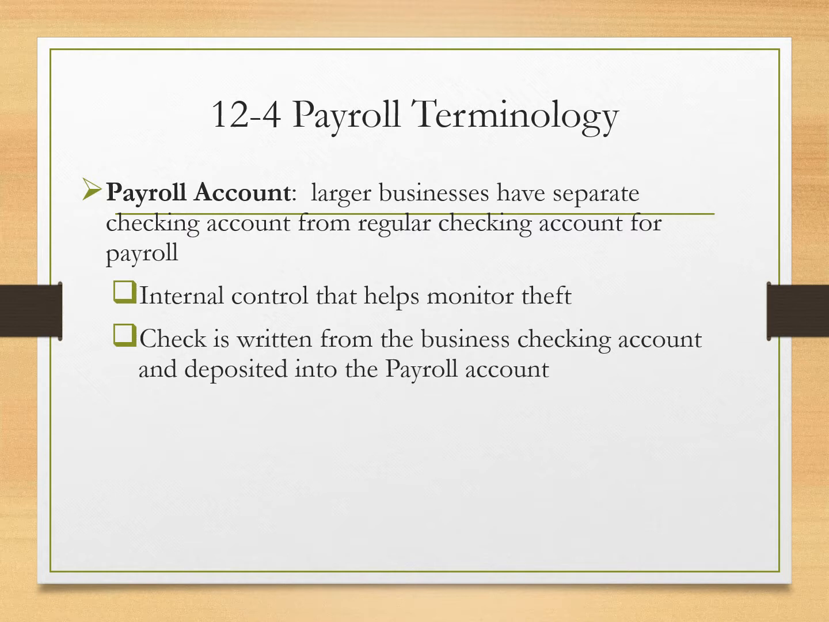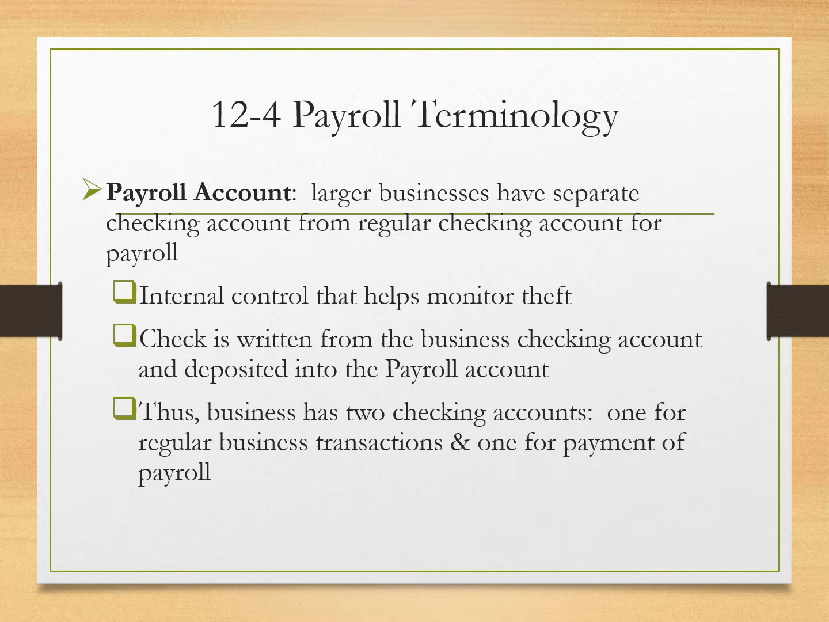When we have a separate payroll checking account, we will write a check from our regular business checking account and we will then deposit it into the payroll account. So, the larger businesses usually have two checking accounts, one for regular business transactions and one for the payment of just payroll. The amount that is transferred from the regular checking account to a payroll account is the total net pay for all employees.